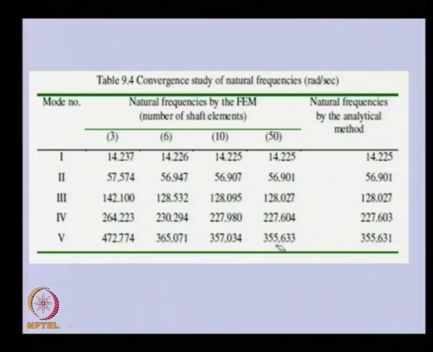compare this with the closed form solution, because that is what we obtained in the previous lectures using the continuous system approach, using the separation of variables method. We obtained the closed form of this, and with that these are the values. So, you can see that with 50 elements we could get the natural frequency calculation quite accurately up to the 5th mode.